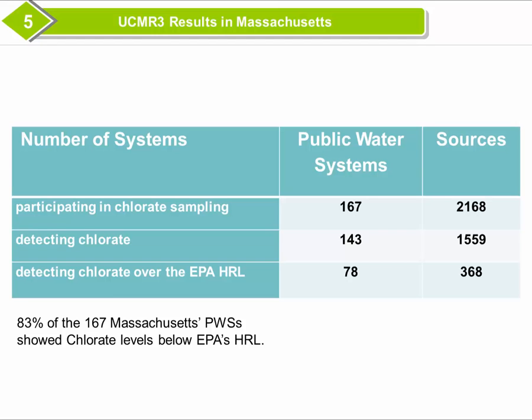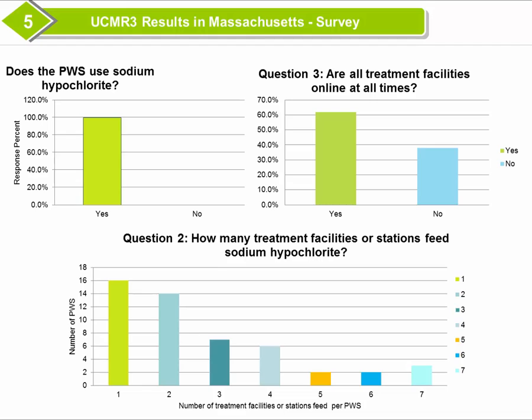MassDEP interviewed 10 of the 78 public water systems with chlorate detection over EPA's health reference level. These systems had the highest levels of chlorate. Using the results of the interviews, the Drinking Water Program prepared a survey to assist the systems with chlorate levels above the limits in order to analyze their chemical handling procedures and determine the causes of the elevated levels.